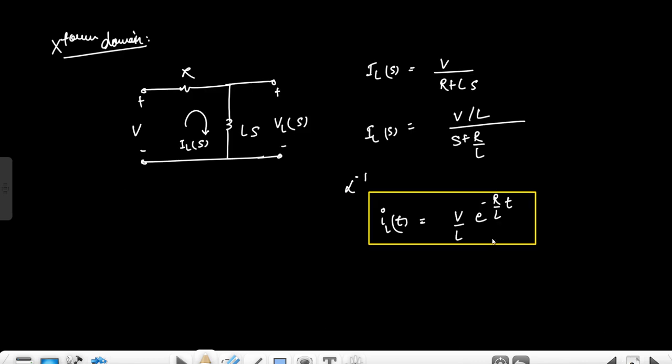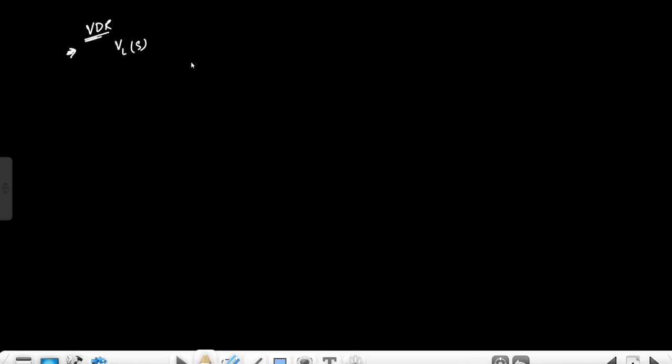Now for the voltage of this inductor, VL(s) in the transform domain only, first of all. So we can solve this expression by voltage division, right? So it will be V into Ls upon R plus Ls. Again, we have to take the L common from here, it will be cancelled out. So it will be Vs upon s plus R by L.